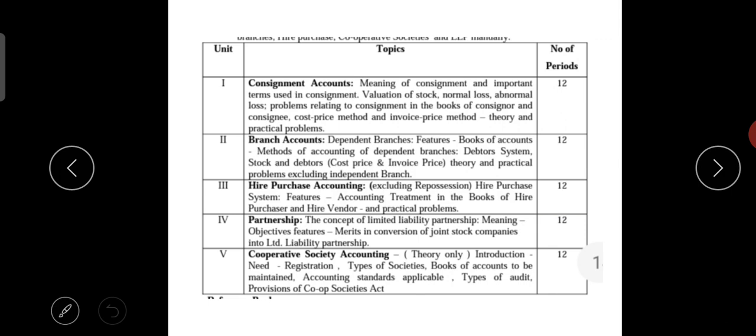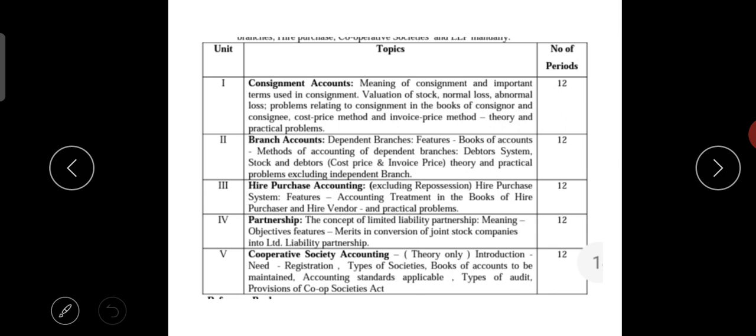And in this unit, you are studying accounting treatment in the books of hire purchaser and hire vendor or seller, and we are preparing hire purchase chart to calculate the interest and also cash price and installments, and you are studying journal entries and ledger accounts in the books of hire purchaser.